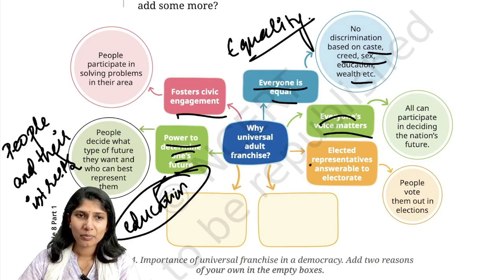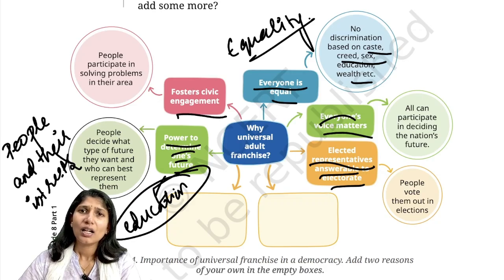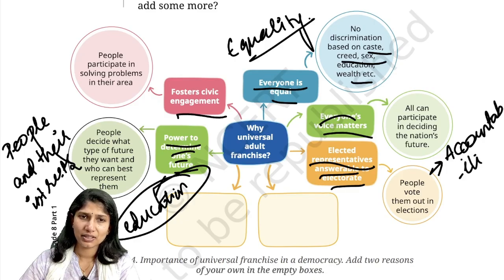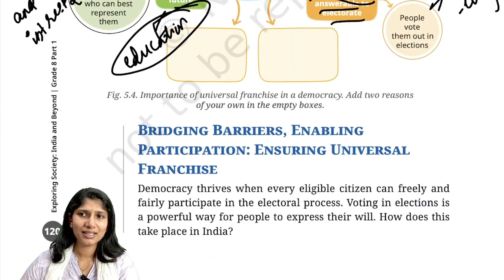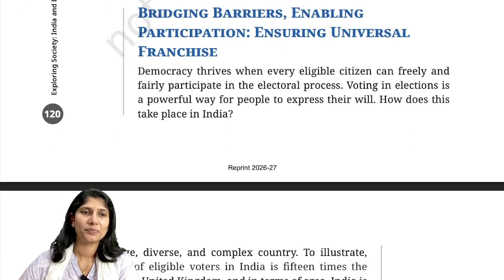Lastly, elected representatives are answerable to the electorate. If someone is not doing a good job for the people, then they can remove them from power. And one more important aspect people have here is accountability from their elected representatives. This is the mandate that makes the elected representatives work in favor of the people, or work for the people.